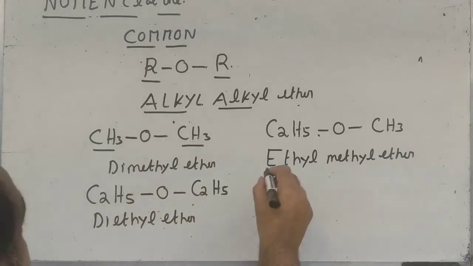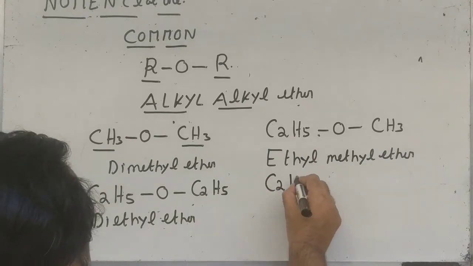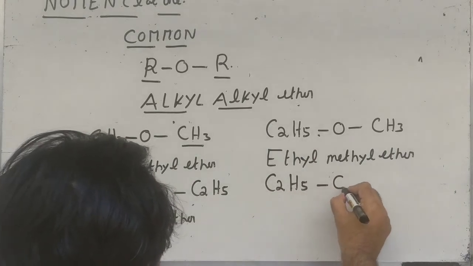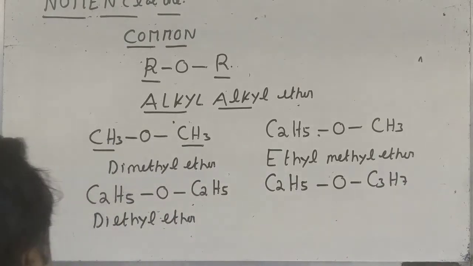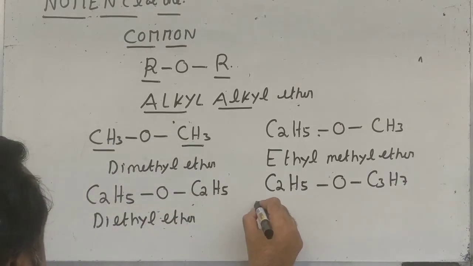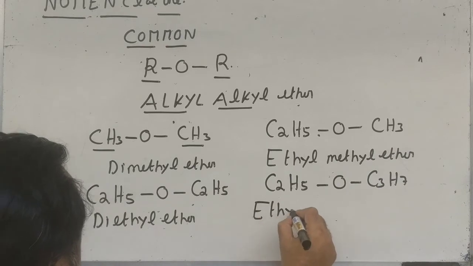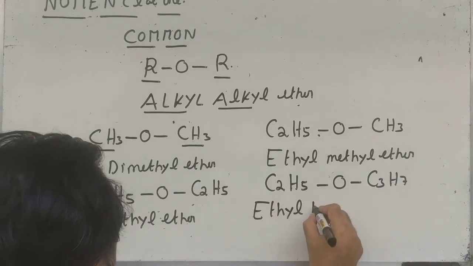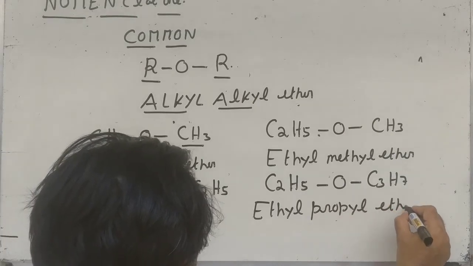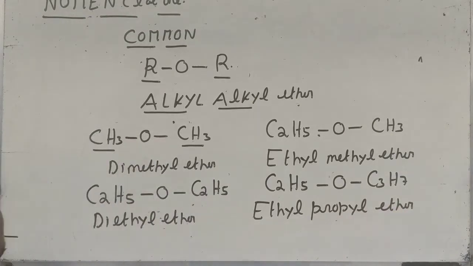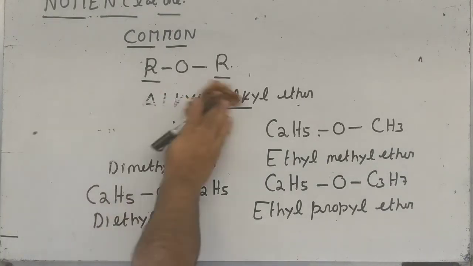Next one, we have, let's say, C2H5 ethyl. We have got propyl, C3H7. So what will be the name? Alphabetical order, ethyl. The other group on that side is propyl. Alphabetical order, ethyl propyl ether. Let's see a few more common names. I think these are clear. Let's see some more members.